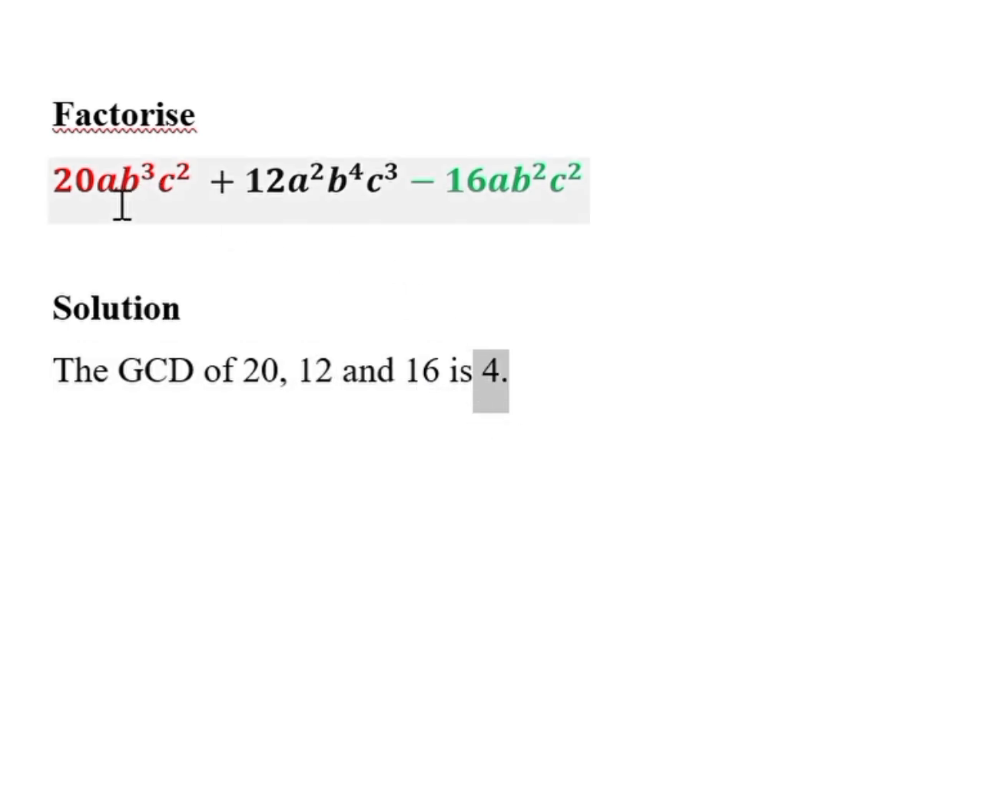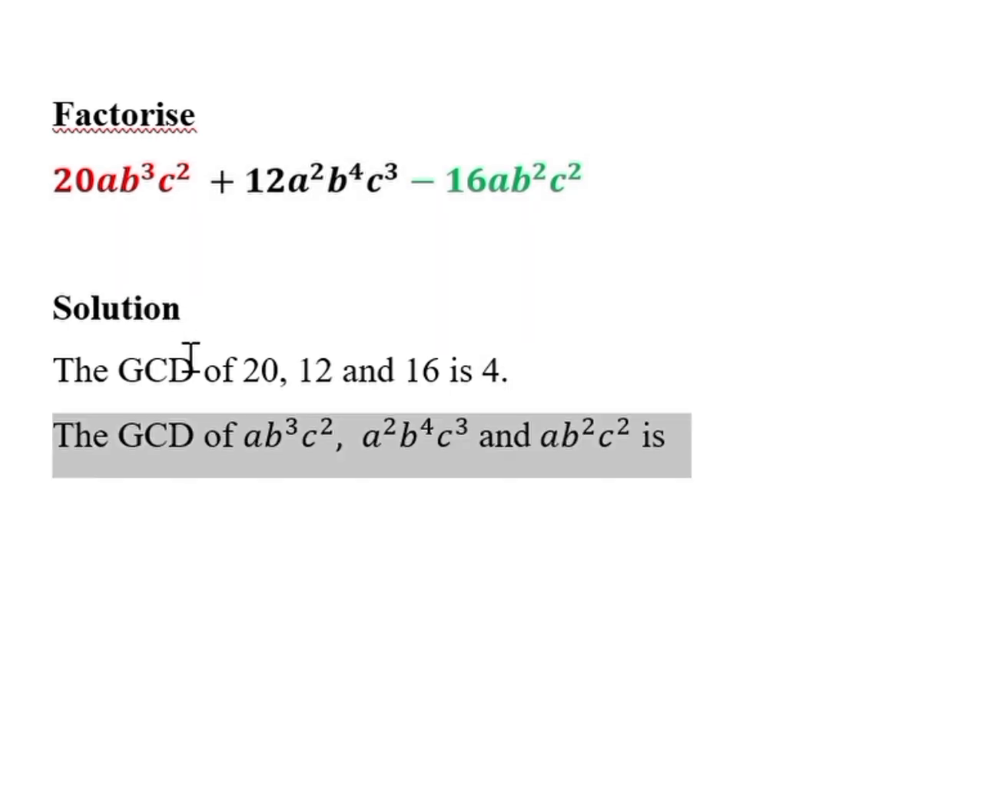Now in terms of these unknowns, we say the GCD of a b cubed c squared, which is this one, a squared b raised to power 4 c cubed, which is this one, and a b squared c squared, which is this one, is... now for us to get the GCD, you look for the GCD for a letter individually.